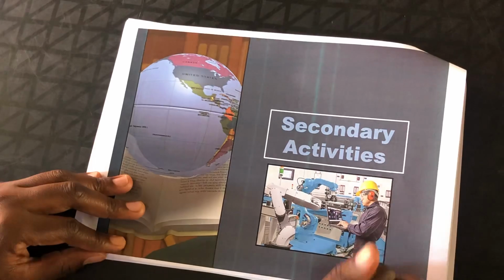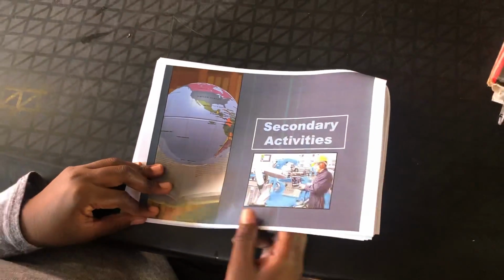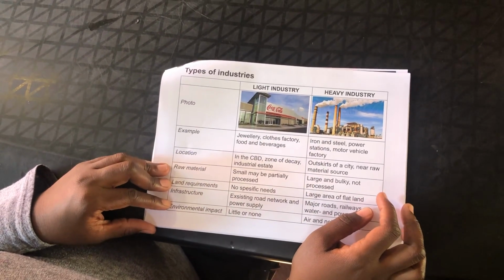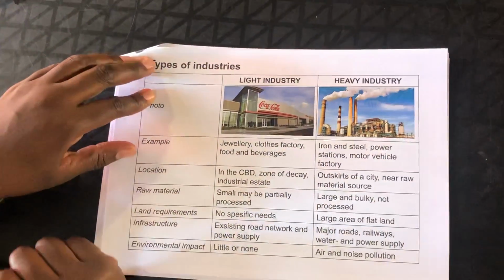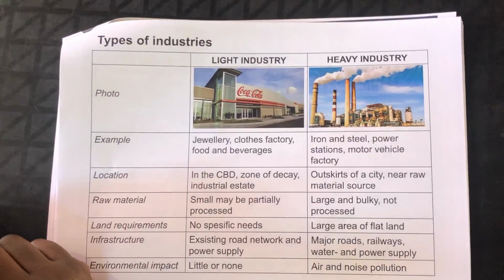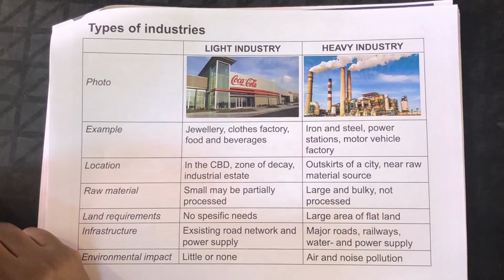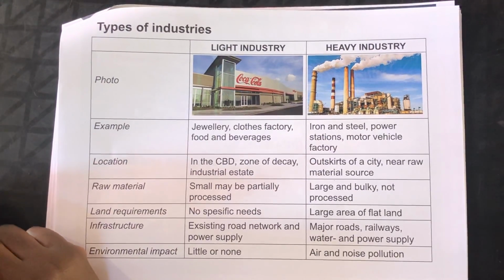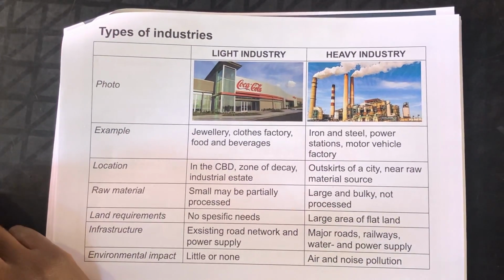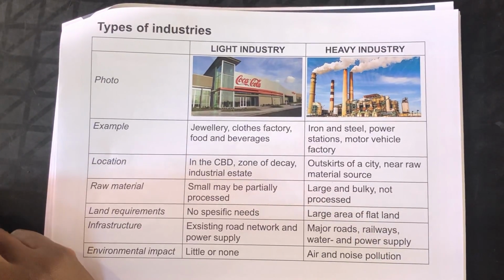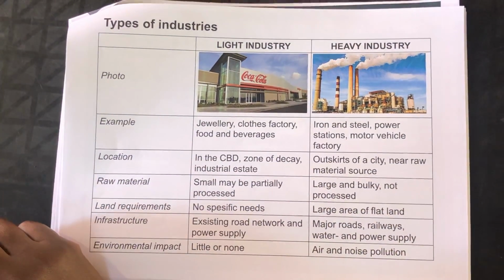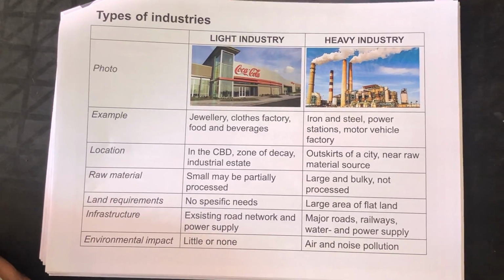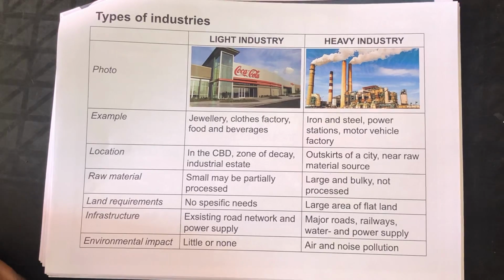Now we go on to the secondary sector. Secondary sector now, as I said, we are looking at processing of raw materials into finished products. And whenever we look at industries, we divide the industries into two. These are the types of industries: light industry, heavy industry. Light industry examples, we are looking at factories, shops, food and beverages. Where are they located? They are usually located close to the CBD or at the zone of decay. In regards to raw materials, they use small or partially processed raw materials.